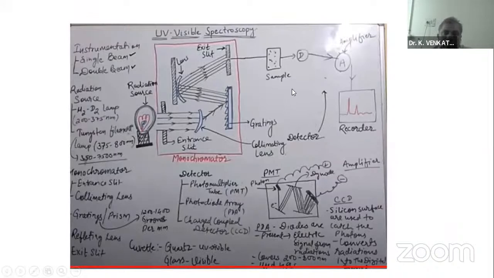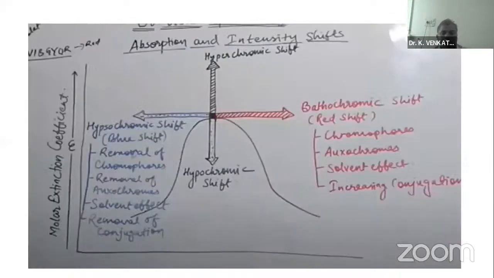Next, this is the simple single beam instrument. First a solvent, the blank solution: we put the solvent in the cuvette and take the reading. Then we put in the sample cuvette, so we can analyze the same way. This is single beam UV visible spectroscopy.